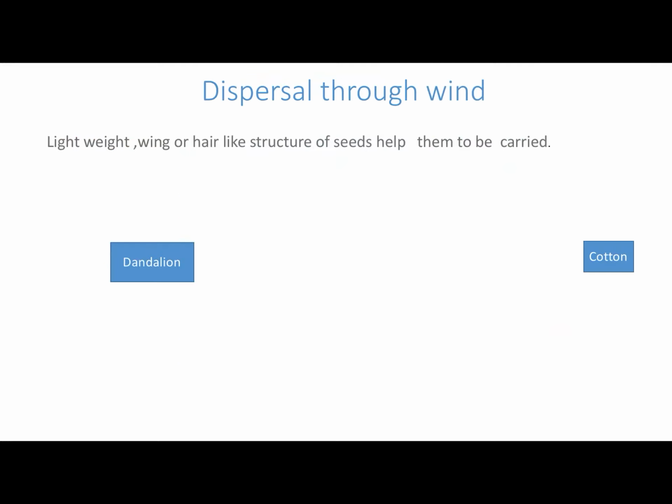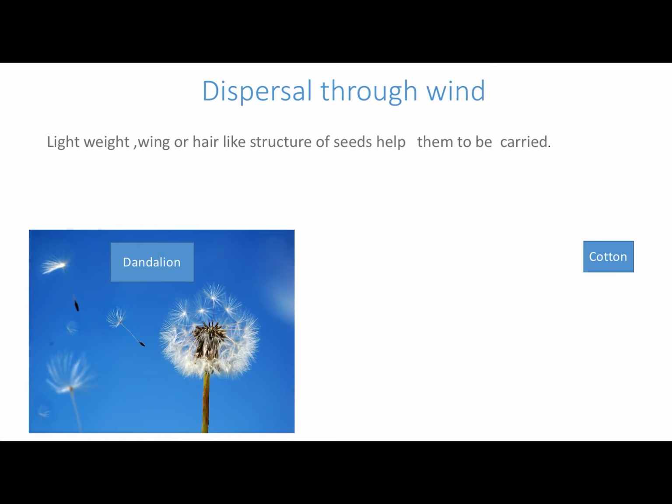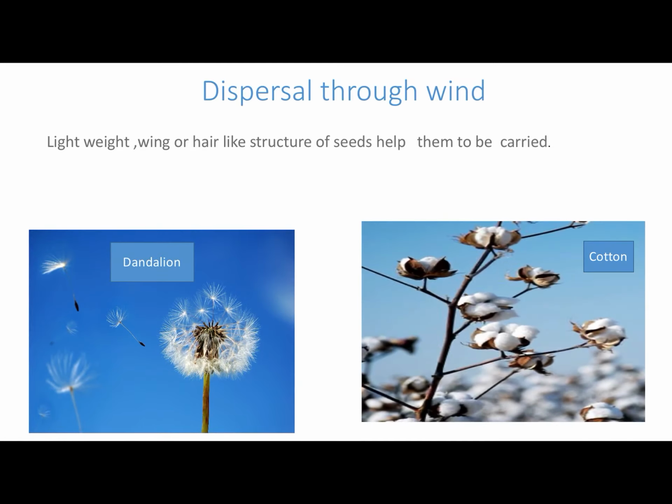The seeds of aak, cotton, and dandelion get dispersed through wind. Do you know why? Because these seeds are very light and have a hairy structure, which helps them to fly away by the blowing winds.